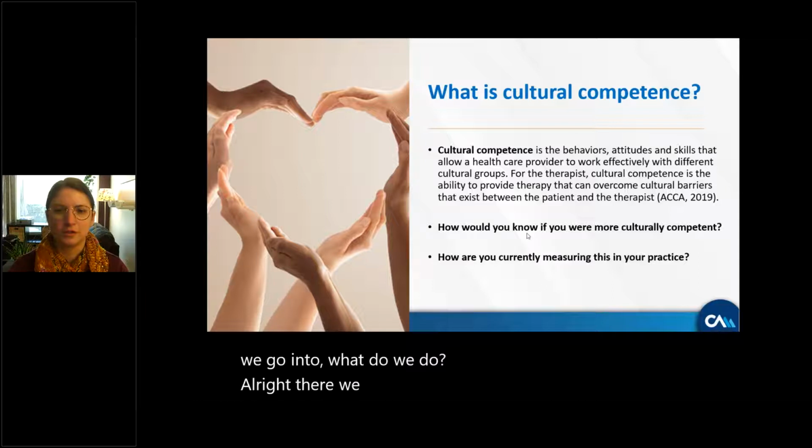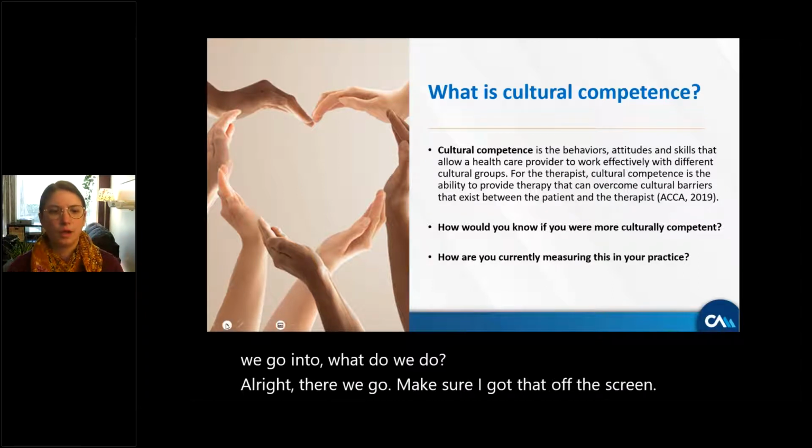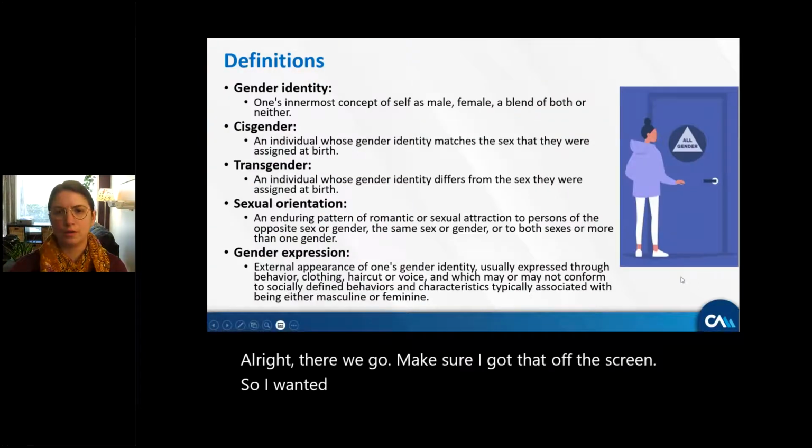Make sure I got that off the screen. So I wanted to provide a few other examples.